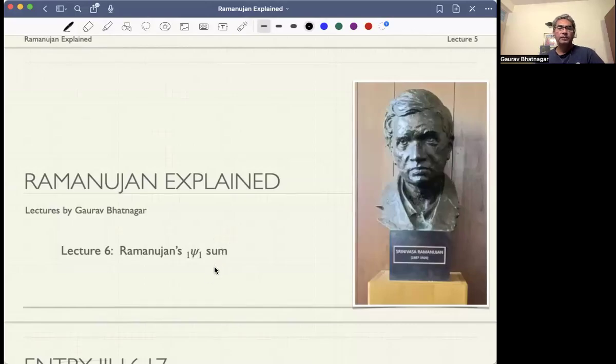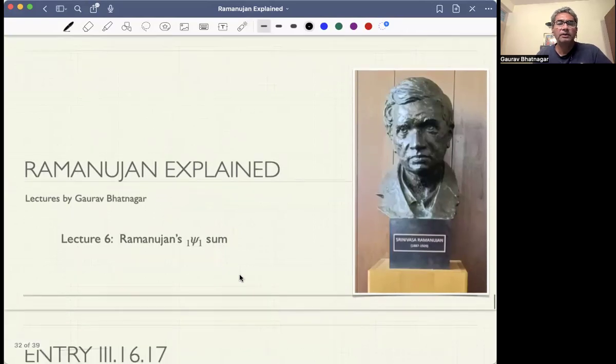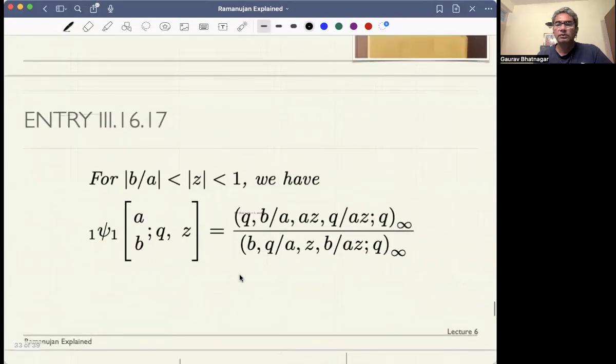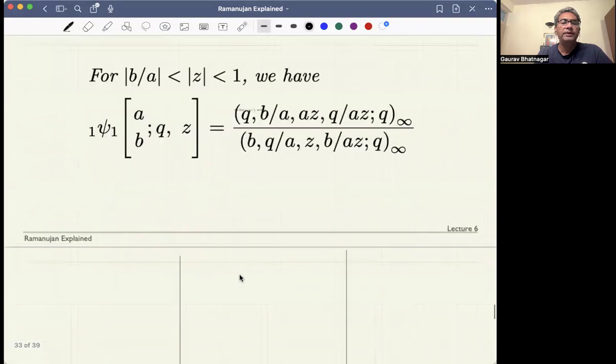Hello and welcome to lecture 6 of Ramanujan Explained. This is about Ramanujan's 1ψ1 sum. So this is what the sum looks like, and let me begin immediately.